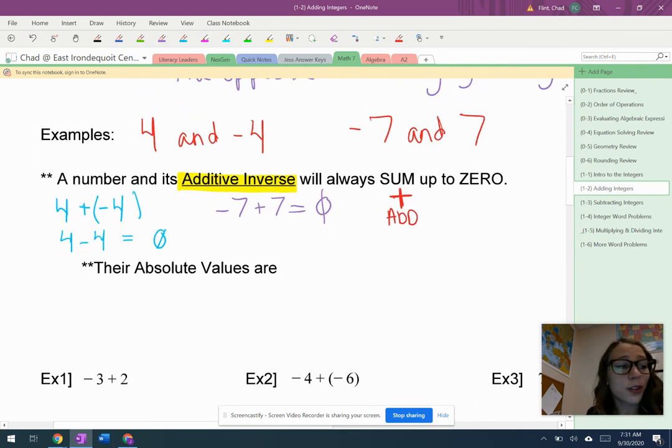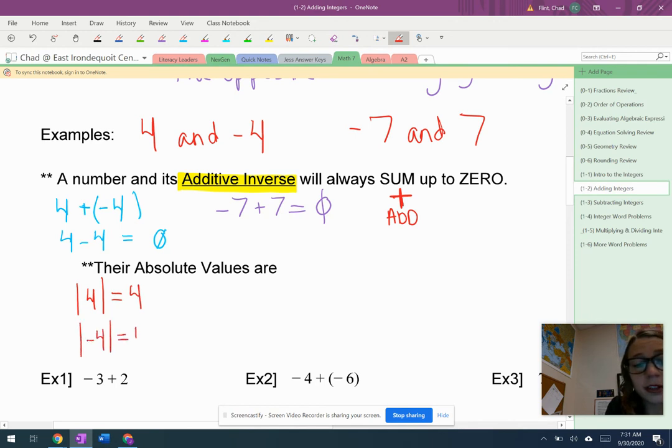And what's also interesting about a number and its additive inverse is that their absolute values are... let's take a look at it. If we look at the absolute value of 4, we know that is 4. The absolute value of negative 4 is also 4. So a number and its additive inverse are always going to have equal, the same, absolute values. So their absolute values are equal.